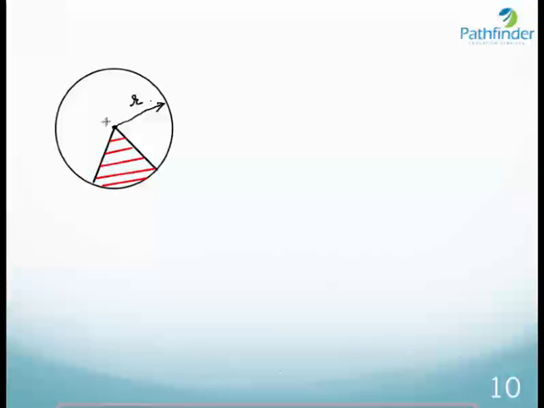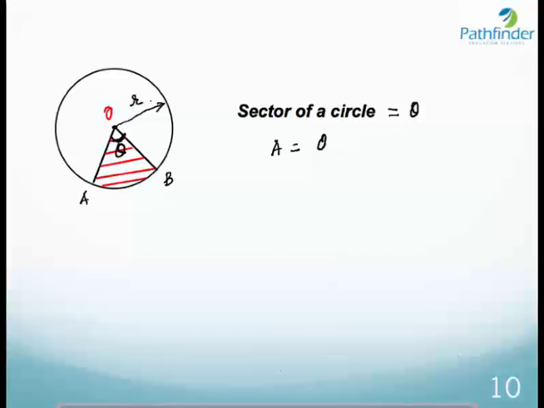The figure shaded red labeled as OAB is known as sector of a circle. Sector is always represented by the angle made at the center, theta. So when we say we are measuring a sector, we are basically measuring the angle made by the sector at the center. So angle theta. Area of a sector, as we've already seen, is calculated as theta upon 360 into pi r square.